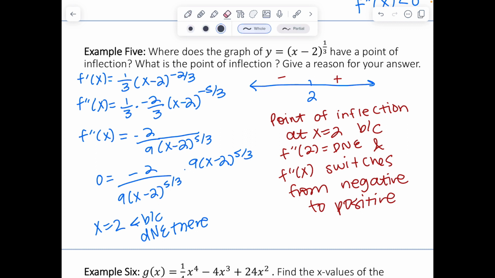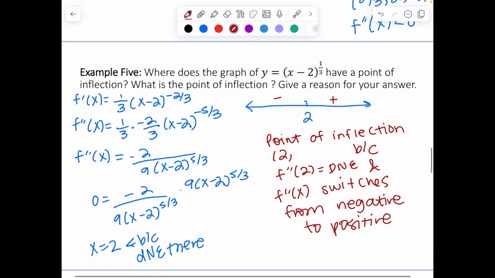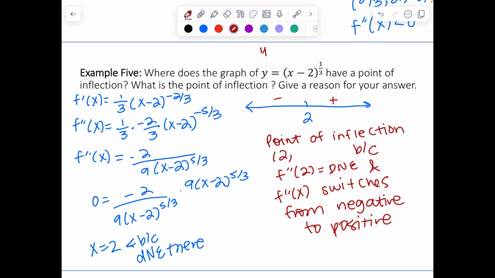So to find the y value of the inflection point, the double derivative just tells us that the inflection point happens at x equals 2. But if we want to find the y value, we plug it back into the original. So I'm going to do 2 minus 2 to the 1/3 power. That equals 0 to the 1/3 power, which equals 0. So the inflection point specifically happens at (2, 0). So just to add that.